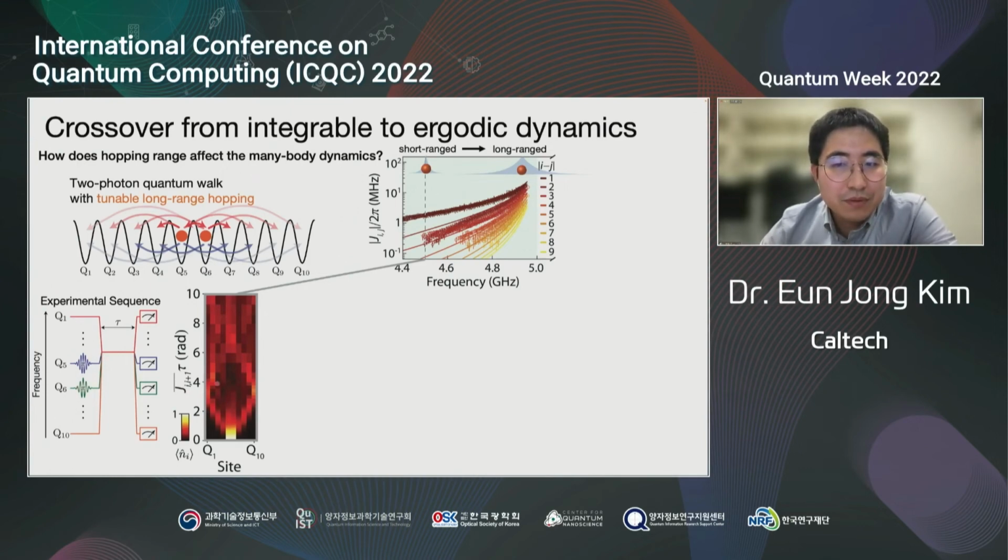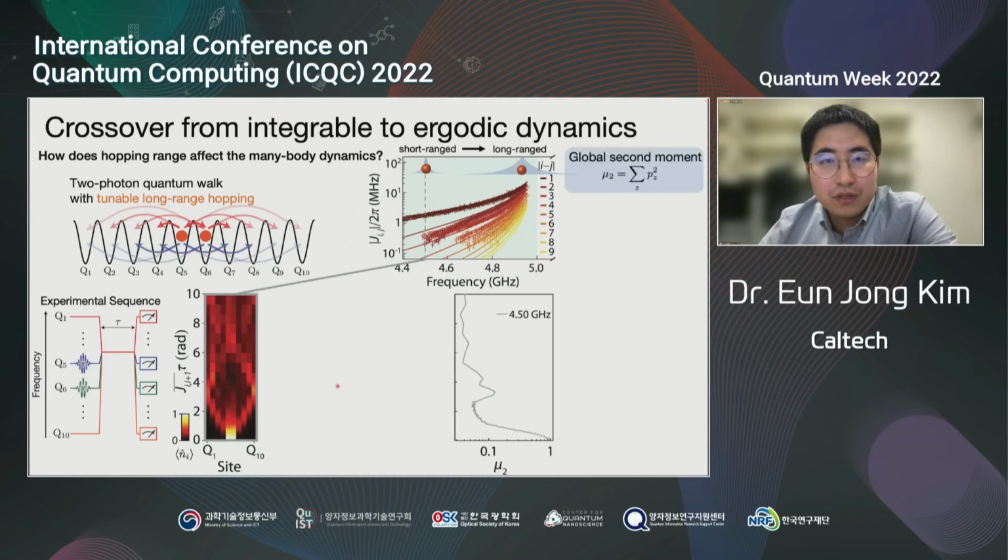For example, the short-range interaction achieved at 4.5 gigahertz gives a 2-photon quantum walk pattern like this, showing a ballistic transport of photons as a function of time, normalized by the nearest neighbor coupling strength. While the population dynamics show qualitative behavior, we can also look at the global moments of the bit string probabilities to get some more intuition about the ergodicity of the system.